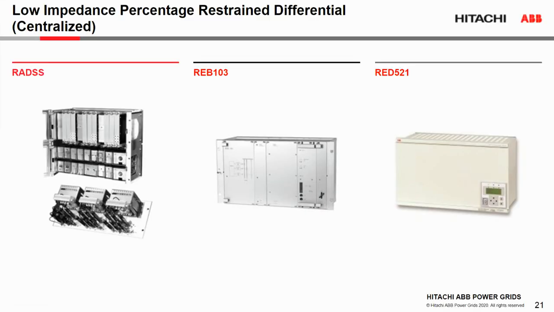So now the next section will head into the modern low impedance percentage restraint platform. Okay, and this is just the historical progression of how we at Hitachi ABB developed our low impedance protection relays. We start with RADSS, which is static, and then we migrate into the numerical families. Right now, the current platform we have is 7. They are all based on the same principles.